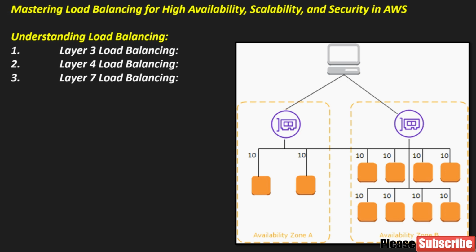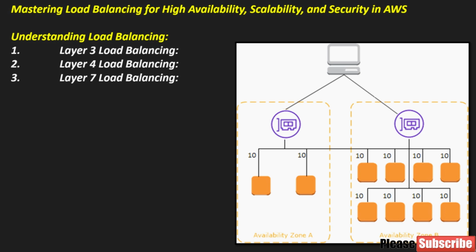In this part of the lecture, we will discuss some of the intricacies of load balancing at the different layers of the OSI model, explore various types of load balancers, and discuss their integration with other AWS services for optimal network design. Everything we need to discuss now.